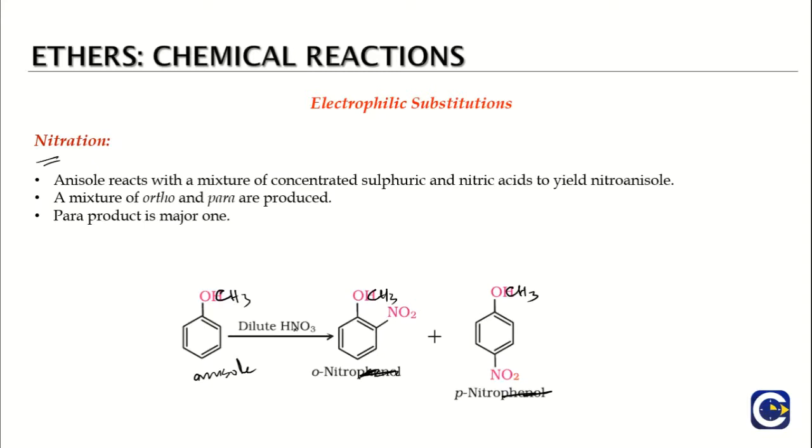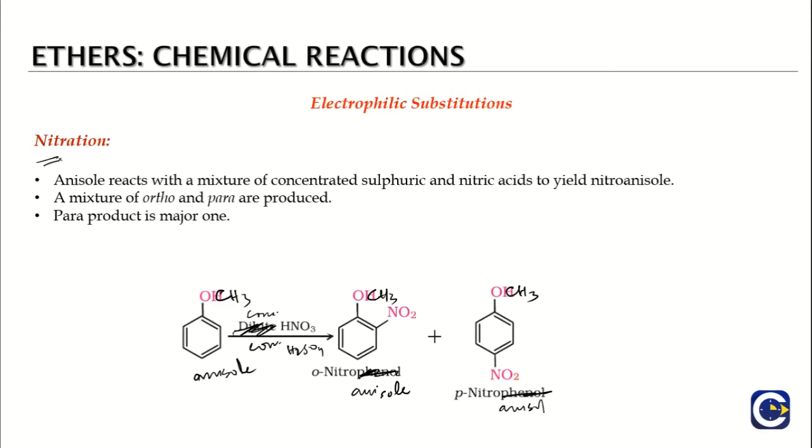So anisole reacts with dilute nitric acid, and this is wrong. We have concentrated nitric acid actually, and concentrated H2SO4. We take concentrated HNO3 and concentrated H2SO4 in presence of these particular reagents. We get a mixture of two products. One is the ortho product, and this we call the ortho nitroanisole. Okay, this is paranitroanisole, not phenol, wrongly written here.